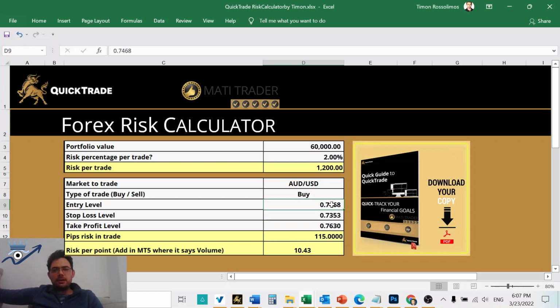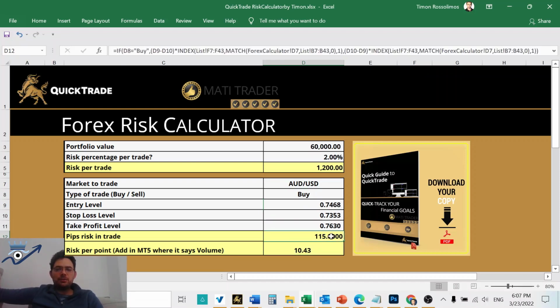So these are all inputs. You put in your market to trade, you put in the type of trade that you want to do, whether to buy or sell, you put in your entry, stop loss, and take profit, and then these two little guys calculate for you. So the pips risk in trade is basically how many pips am I willing to risk within the trade. And how it calculates is that it says, okay, if it's a buy, then it's entry minus stop loss.